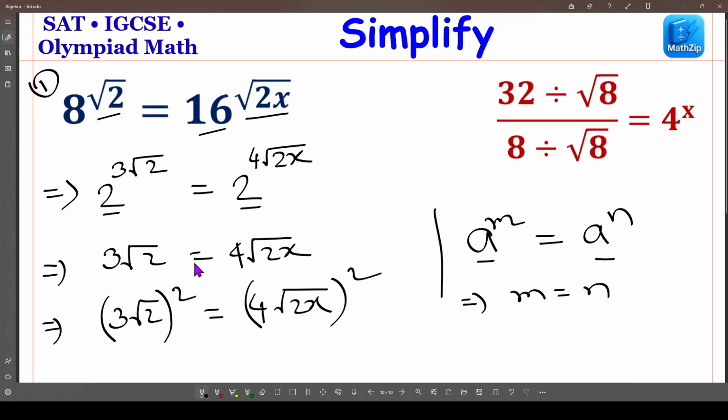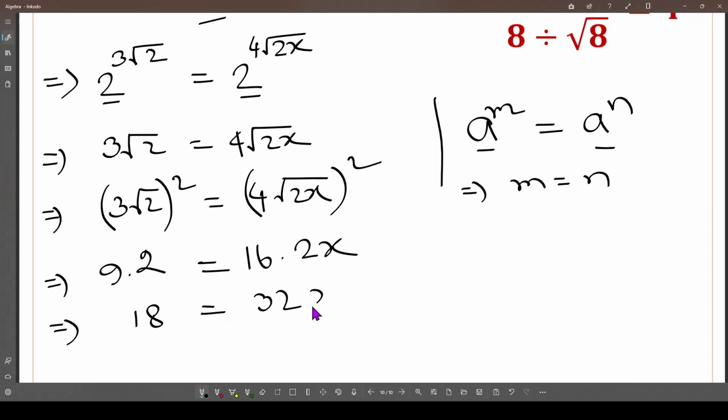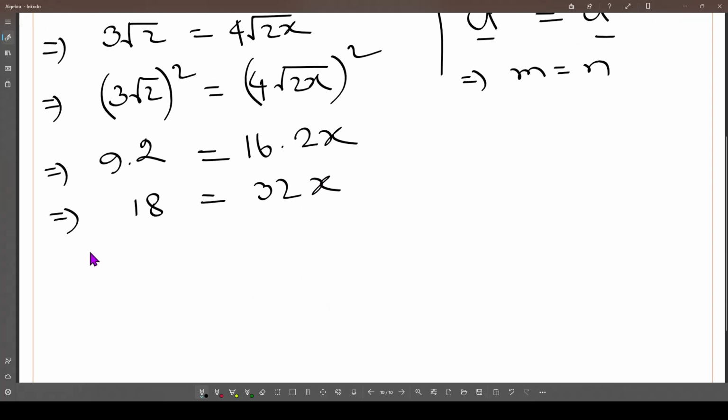Then 3 square means 9 and root 2 square means what? 2. 4 square means 16 and root 2x square means root will be out, so 2x. Now 9 times 2 is 18 equals 16 times 2 is 32 and here is x. Now we can divide both sides by 18, so we can write x equals what? 18 divided by 32, right?